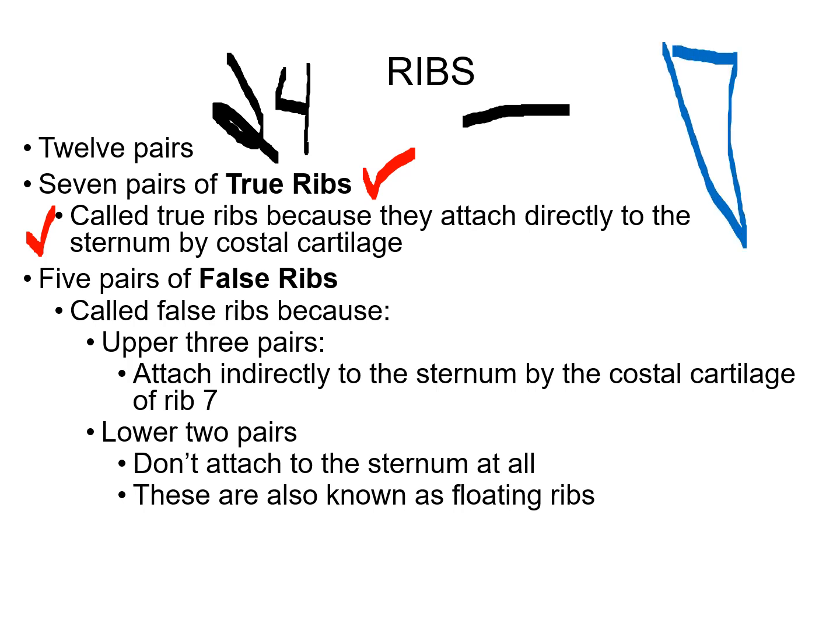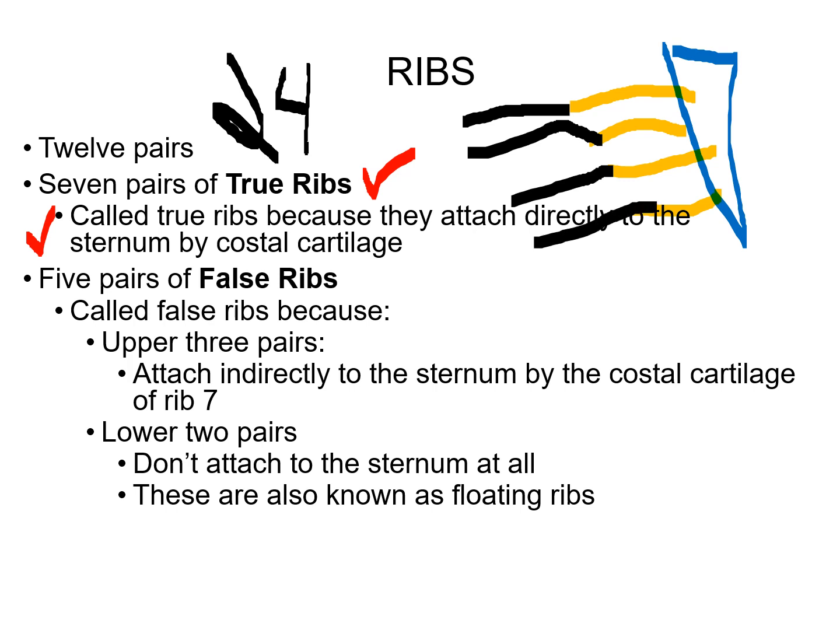And then orange would be the costal cartilage. So for every rib we have, it's directly connected to that costal cartilage that is directly connected to the sternum. So that's what we call a true rib. Ribs that have costal cartilage that doesn't directly connect to the sternum, or don't touch the sternum at all, are called false ribs.